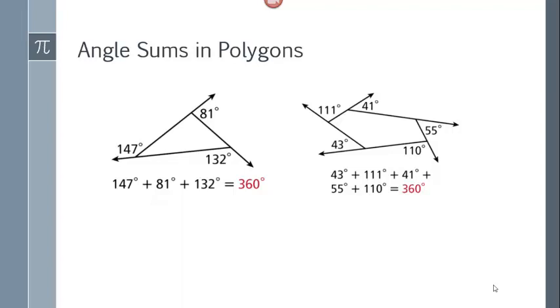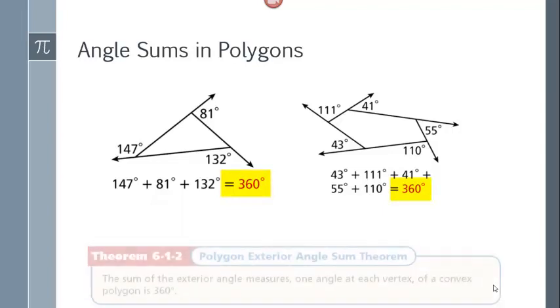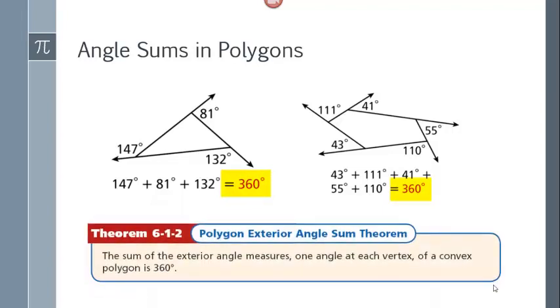Okay, well for polygons, you can notice here, on the left we have a triangle, on the right we have a pentagon. Okay, but in both cases, the sum of all those angles along the outside, all of those exterior angles, is 360 degrees. Okay, so in any convex polygon, the sum of all of the exterior angle measures is 360 degrees.